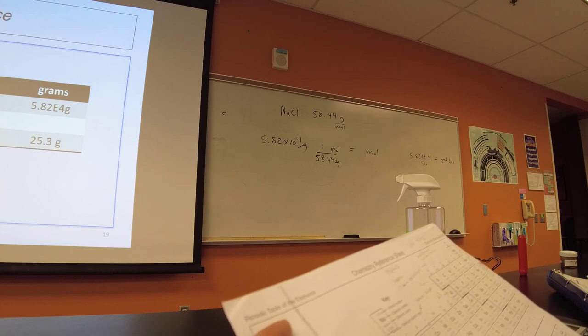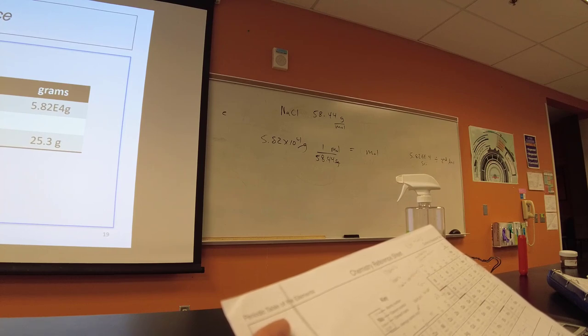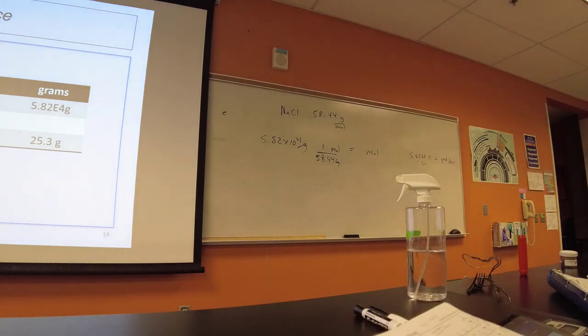What happens is those cancel, and it leaves grams as the unit. Is that perfect? So you have your units cancel, and you give your numbers and trust your math. I have to see you do it to understand it. Try that last one.